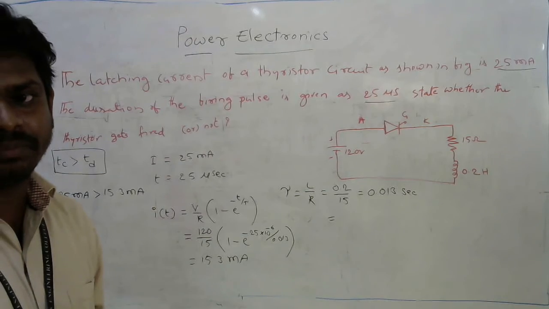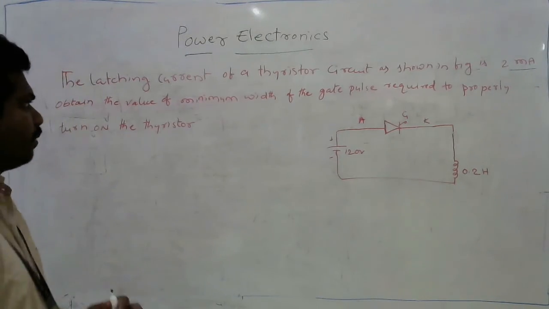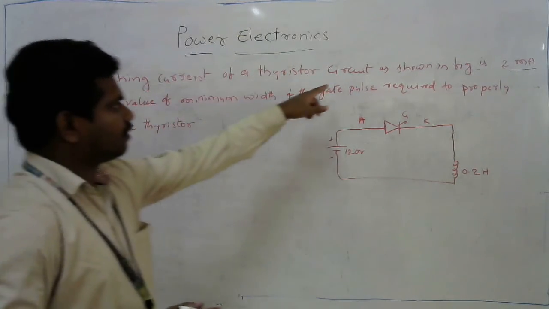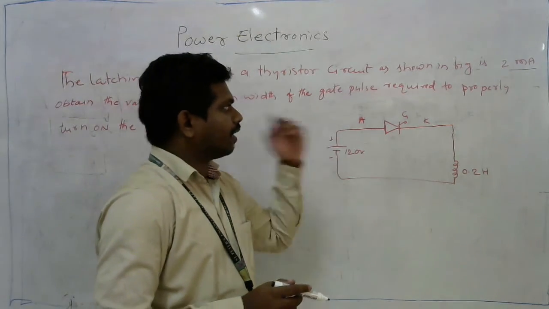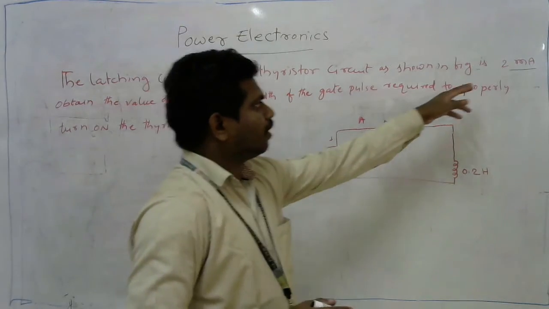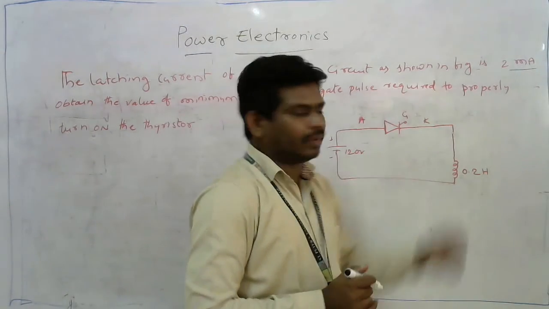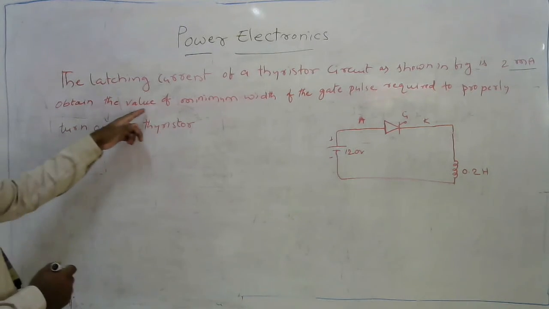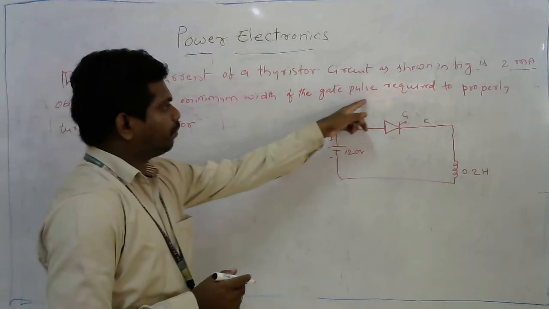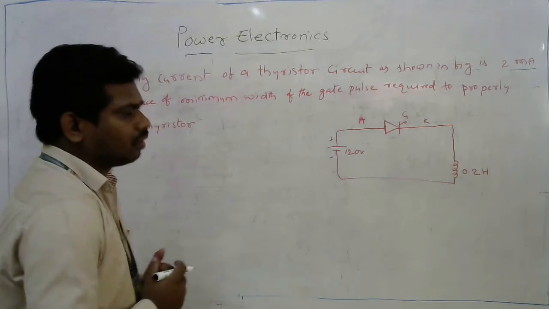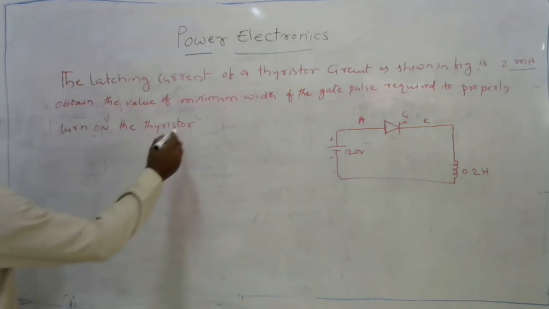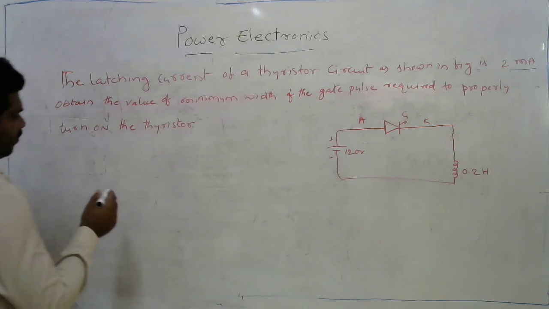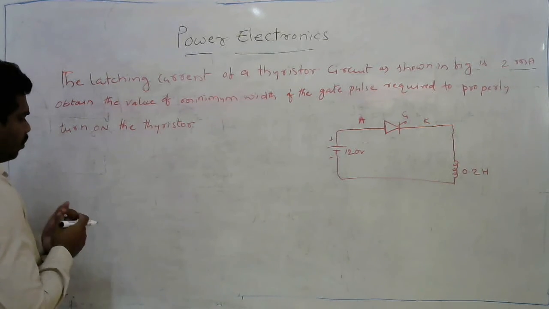We'll see another problem, the second problem. The latching current of a thyristor circuit as shown in the figure. This is the circuit diagram, and the latching current value is 2 milliampere. They are asking what is the minimum width of the gate pulse that is required to turn on the thyristor. So this is T, which we are going to find out with the help of the inductor voltage.